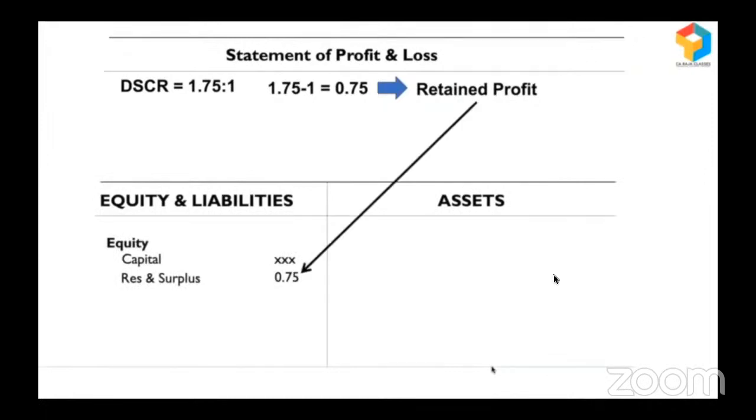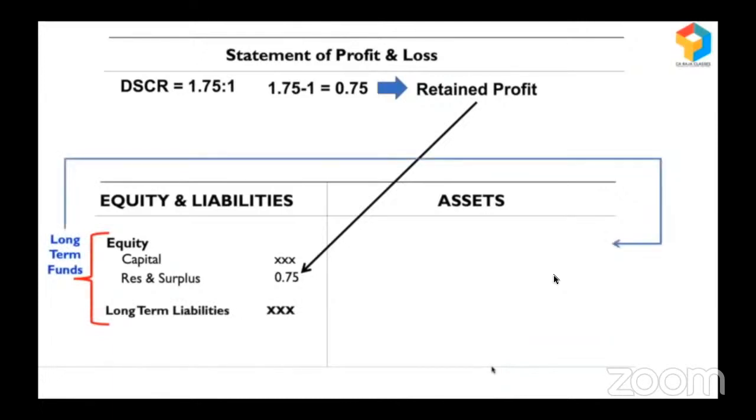So now this reserves and surplus along with capital will be called as equity, and this equity along with the long-term liabilities will be called as long-term funds. These long-term funds can be used for creating long-term assets. I repeat, these long-term liabilities can be used for creating long-term assets. But if you look at the proportion, you have so much of long-term funds, but only a portion of long-term funds has been used for creating long-term assets. It means there is some surplus.